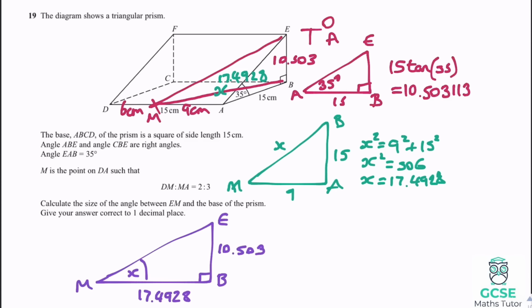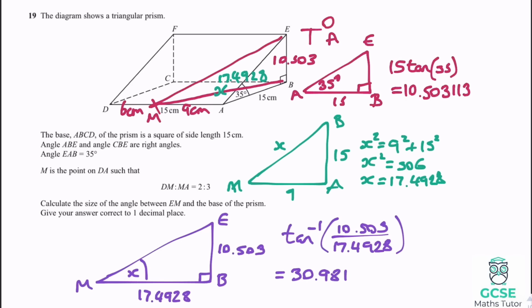So again, it's tan because it's the opposite and the adjacent. So using your formula triangle or however you use this, we can do tan minus 1 to work out the angle. And that's the opposite over the adjacent, so 10.503 divided by 17.4928. And when you type that into your calculator, you get the answer. It's quite a long one, 30.98130309, and then obviously just round it to however we've been asked.